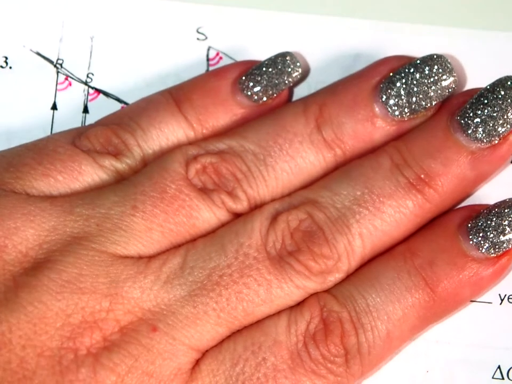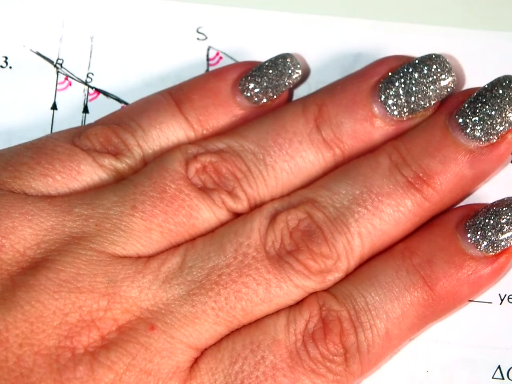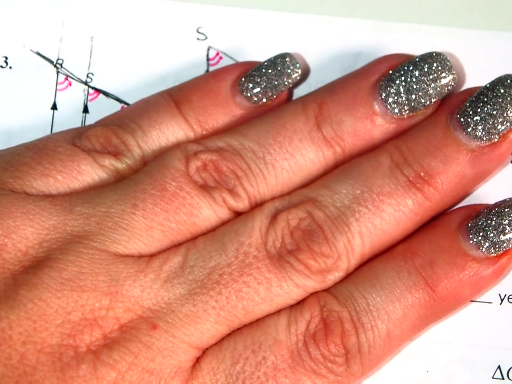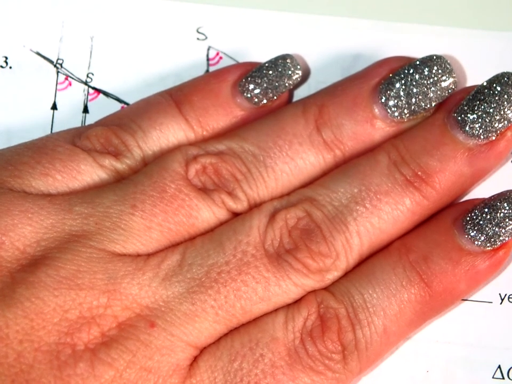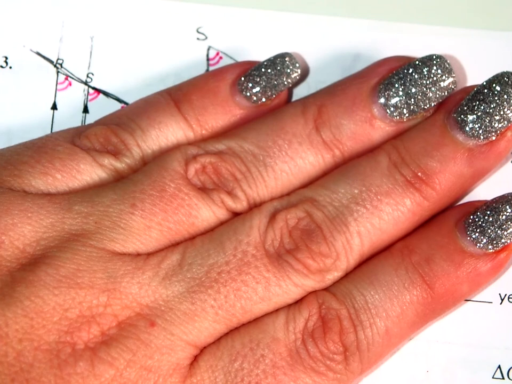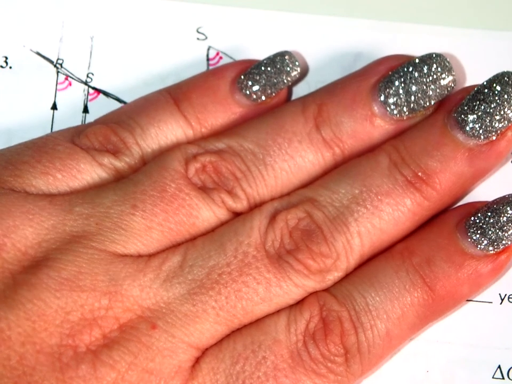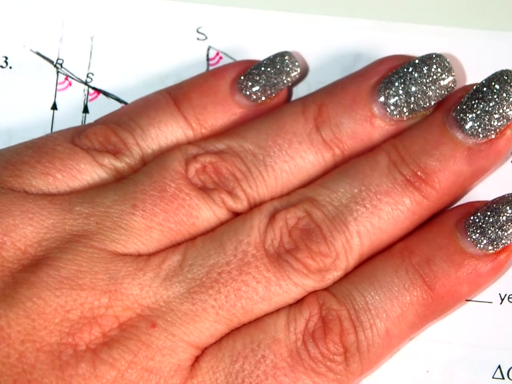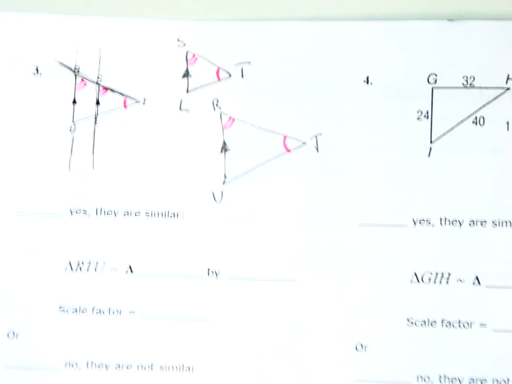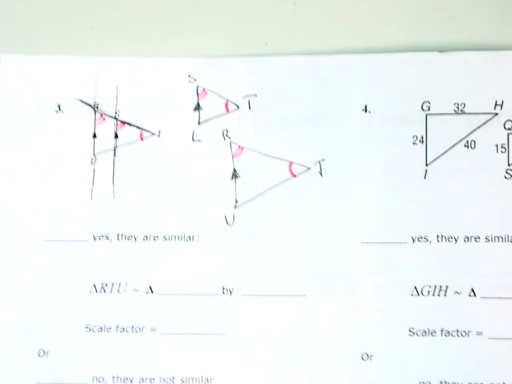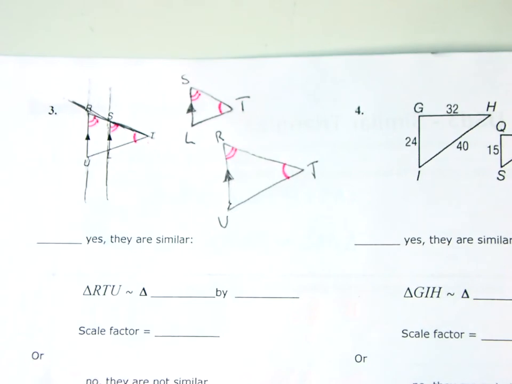Corresponding. They're corresponding, right? That's how we know they're the same. Corresponding angles with parallel lines are always congruent. So yes, R and S are congruent because they are corresponding angles of two parallel lines crossed by a transversal. Okay, so yes, we can say that, which means, are these triangles similar? Yes.